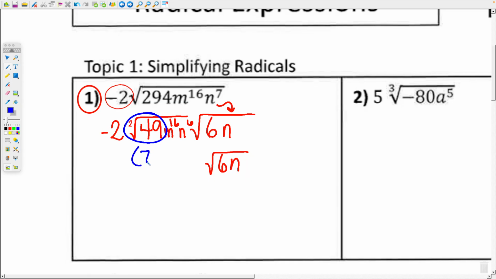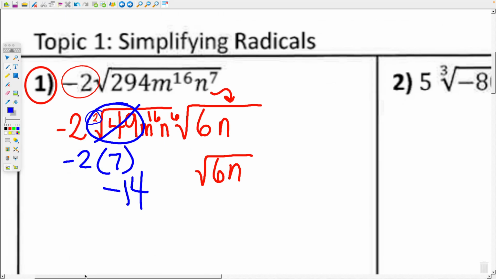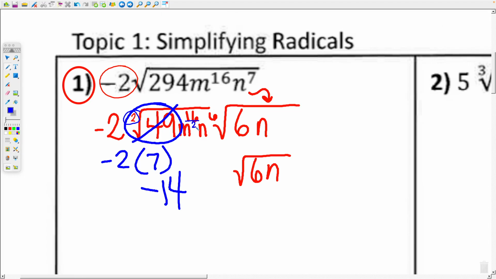7. This becomes 7, but y'all, multiply it by what's already there. And that's going to give me a negative 14. Thank you. And I have to take what's left here. Y'all see this index? I'll zoom in on this. My index goes under the 16, under the 6, okay? That's going to give me M8 and N3.